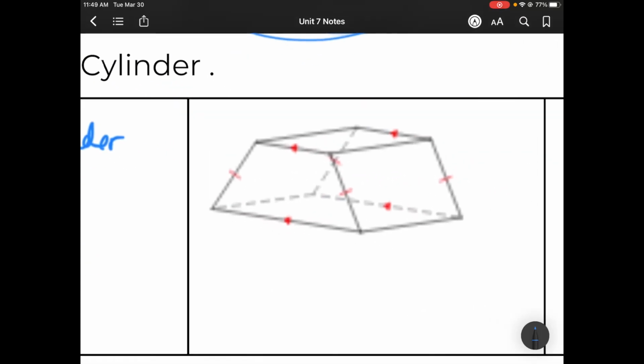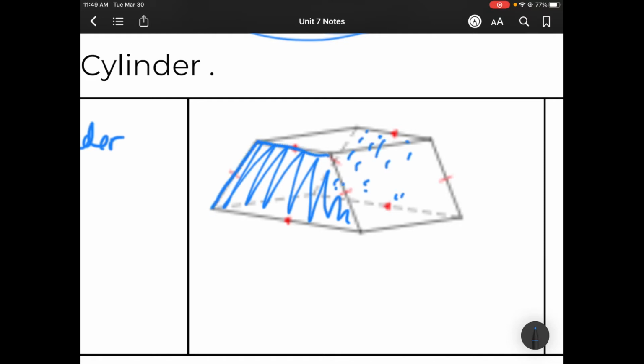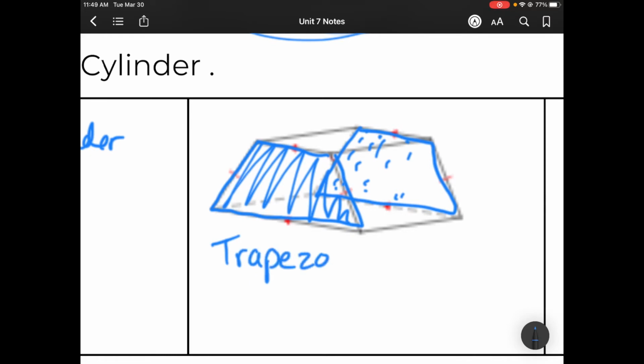This is another box shape, but we have these 2 surfaces here. Okay. These 2 bases that are parallel and exactly the same shape as each other, those are trapezoids. So this would be considered a trapezoidal prism.